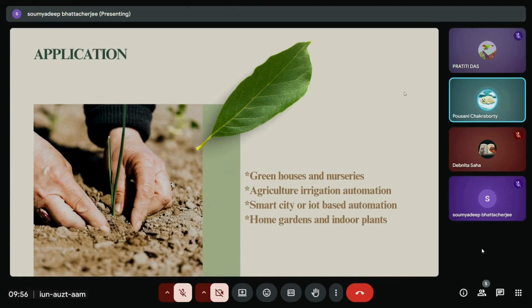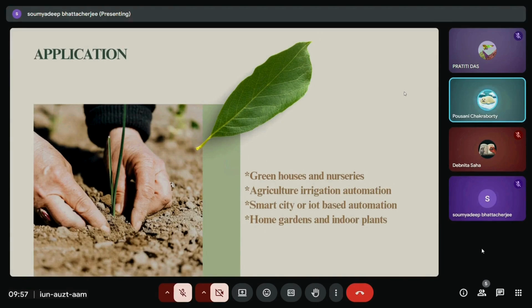Firstly, home gardens and indoor plants. Many people love keeping indoor plants on balconies, in living rooms, or in offices, but due to busy schedules, they often forget to water them on time or sometimes water them too much. This system can be installed in any flower pot or small garden to ensure that each plant receives just the right amount of water.